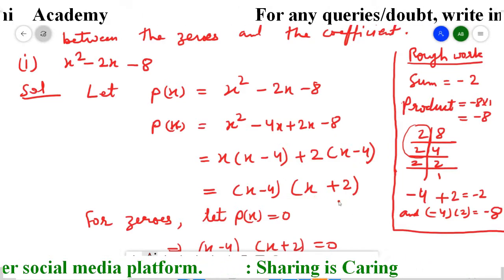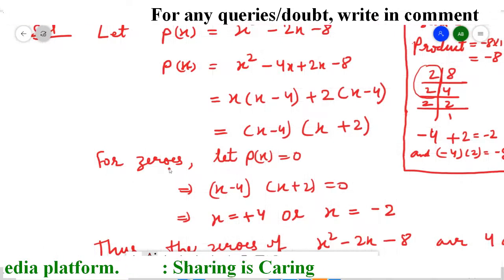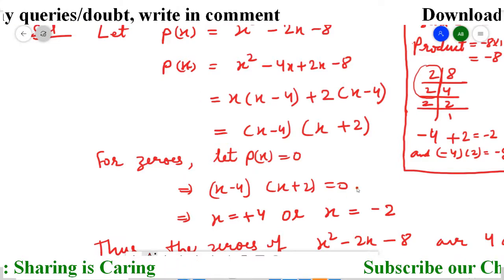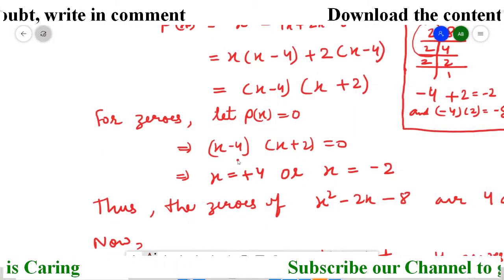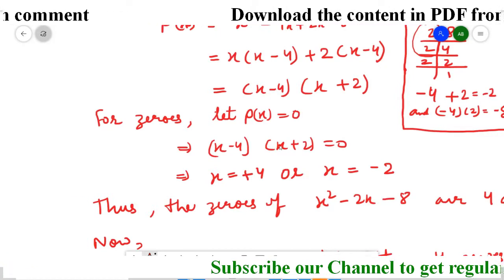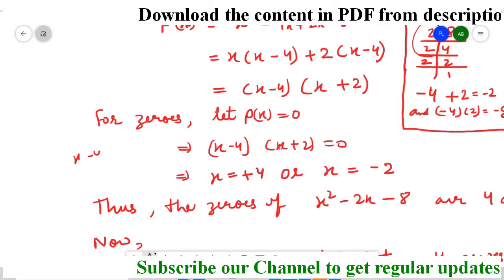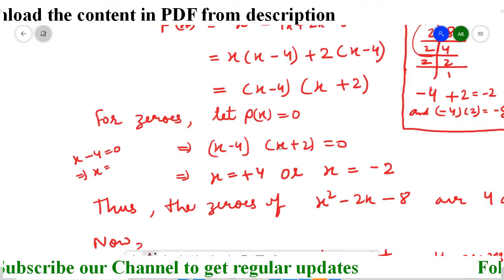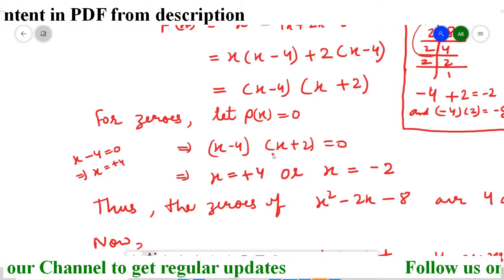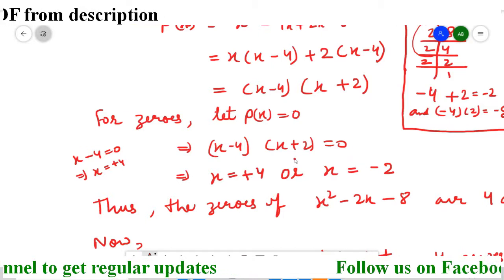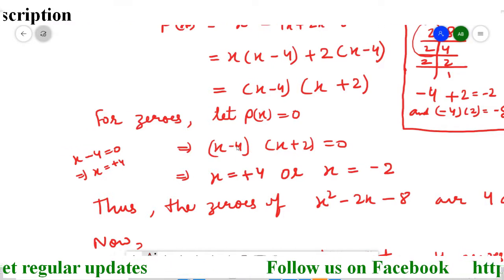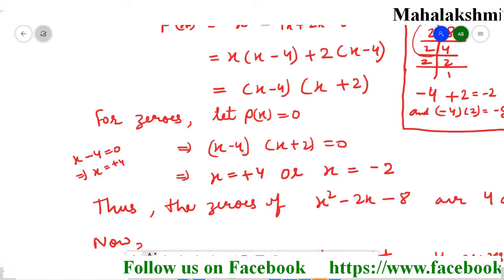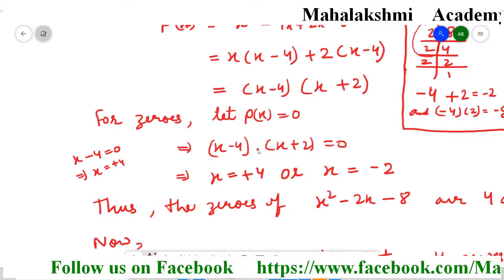So after the factorization, for zeros we'll assume the polynomial as 0. If the left side is 0, then the right side must be 0. The product of two brackets is 0, which means among them any one is 0 or both are 0. So if x - 4 is 0, then it implies that x is equal to +4. Here, the product of two brackets is 0, so among them any one is 0, because we know that if any number is multiplied by 0, only then the answer can be 0. So either x - 4 is 0 or x + 2 is 0, or both can be 0.